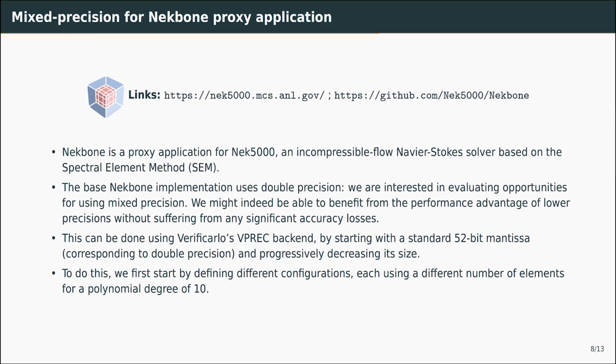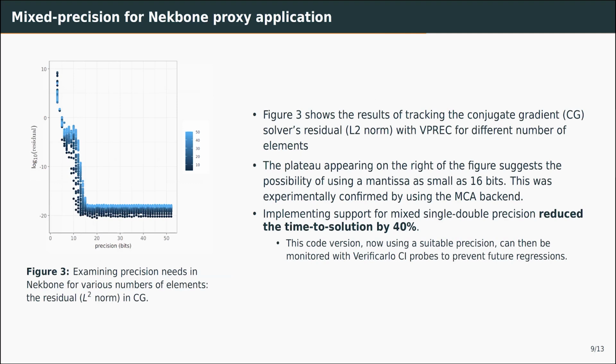And so, yeah, that's what we did. We looked at the residual error of the conjugate gradient solver. And when you plot the results, this is what you get. On the X-axis, you have the precision of your mantissa, and on the y-axis, you have the different residual errors. And I prefer to read this one from right to left as we progressively lower the precision.